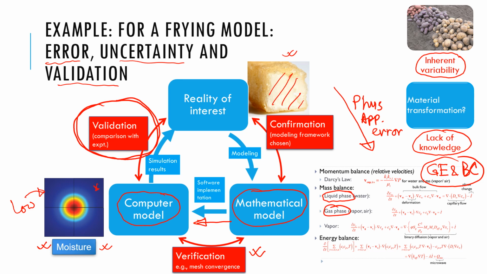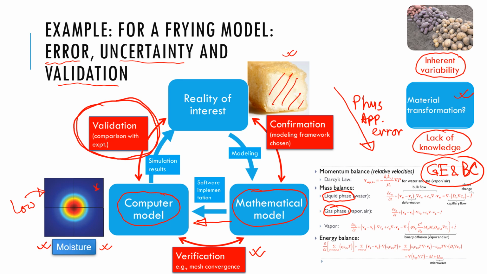The lack of knowledge uncertainty about the physics itself, whether the simple porous media model would work, or are there some important material transformation that needs to be taken into account. That also gets addressed in the validation stage, because if there is some material transformation that we did not include in the model, then the experiment and the model is unlikely to match very well.